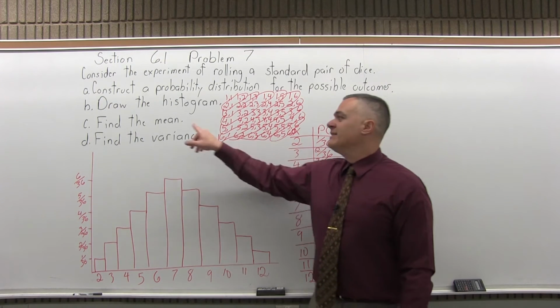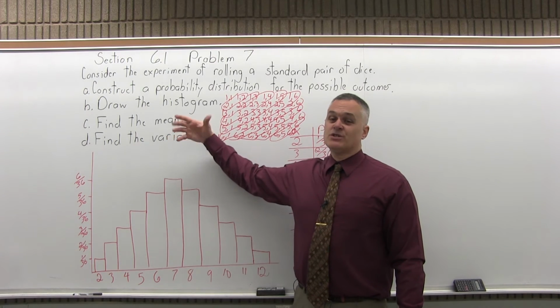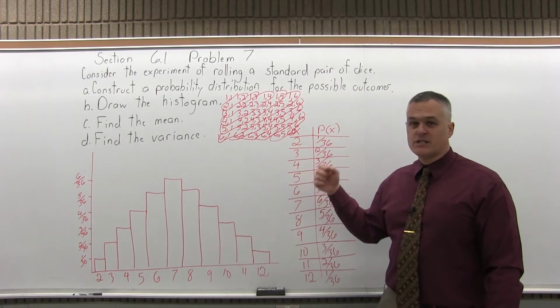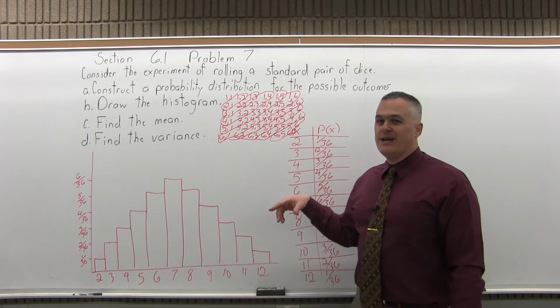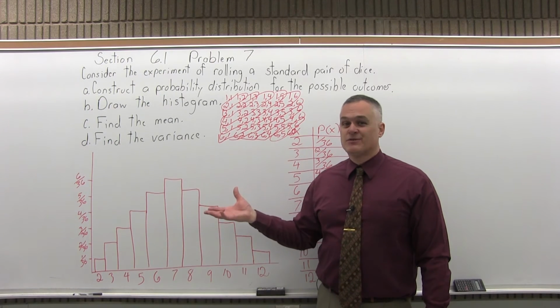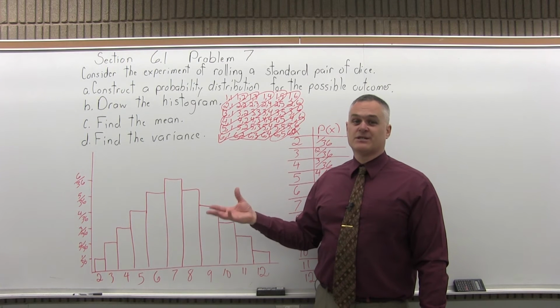Now C, find the mean. So this would be the average guess. So if you take a pair of dice, roll your dice millions of times, keep track of the results you get, and then add them together, divide by the millions of trials that you did for your experiment, what's the answer going to come out to?